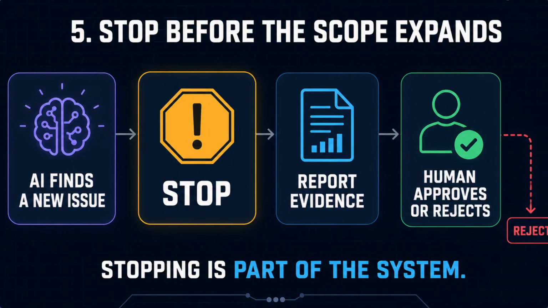Control 5, add a stop and approval point. The fifth control is approval. AI must know when it must stop. For example, do not implement any change. If you believe another part of the system must be changed, explain why and wait for approval. That one instruction can prevent a task from expanding without your knowledge.